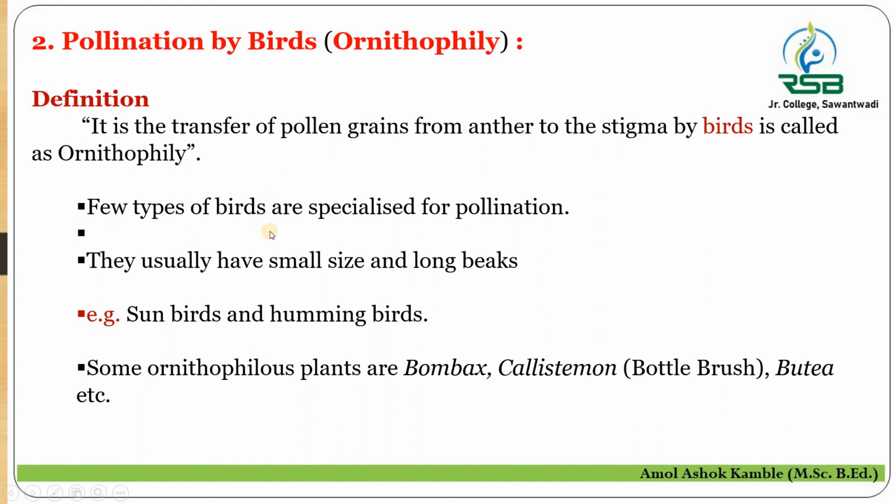Few types of birds are specialized for pollination, and they usually have small size and long beaks. For example, sunbirds and hummingbirds specially participate in ornithophily. For example, ornithophilous plants: Bombax, Callistemon, that is the bottle brush, and Butea monosperma. These are the examples of ornithophilous plants which pollinate with the help of birds, for example sunbirds and hummingbirds.